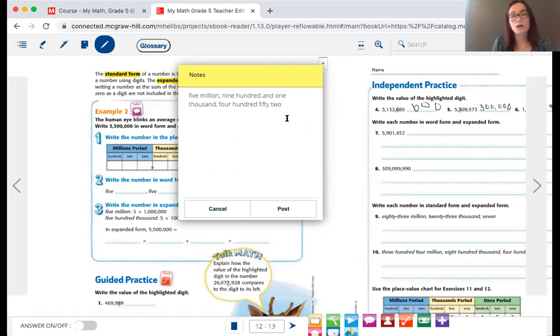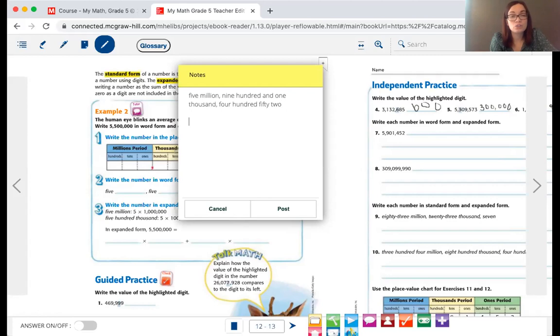Now our next one is we have to write it in expanded form. So to write in expanded form, that's when I write it out like a really long number sentence. You might remember that from 3rd or 4th grade. Now in 5th grade, writing in expanded form does get a little tricky, and we're actually going to be practicing this tomorrow as well. We're going to spend 2 days on this first lesson.